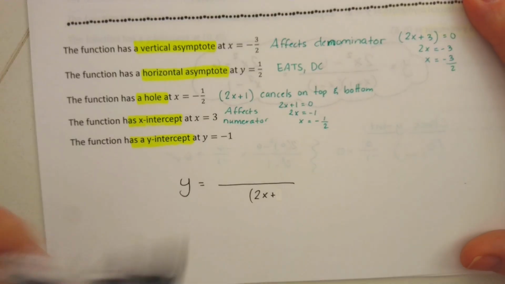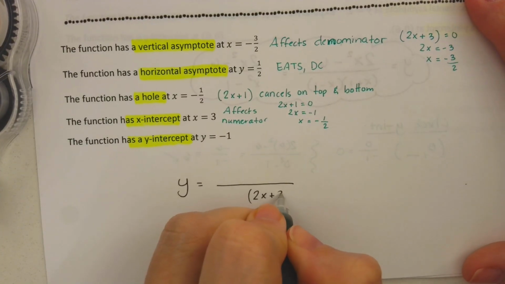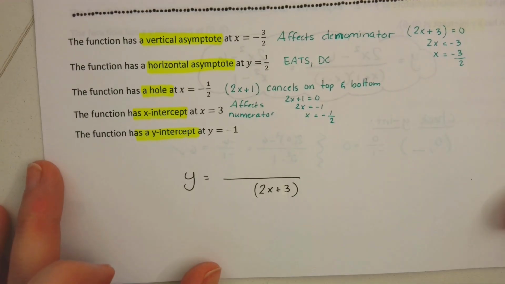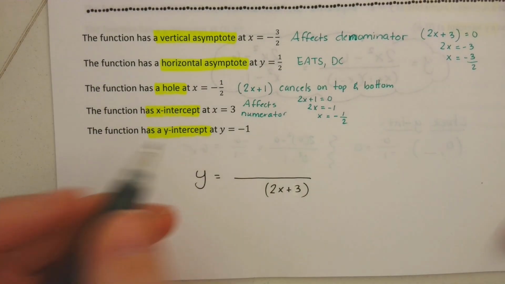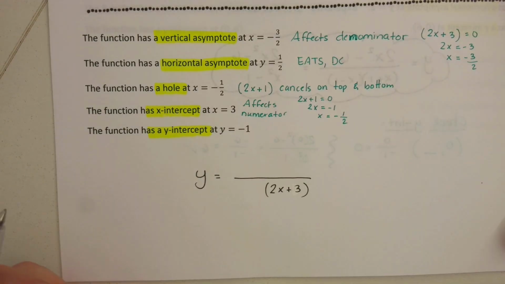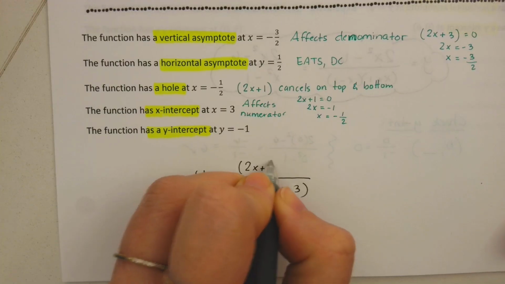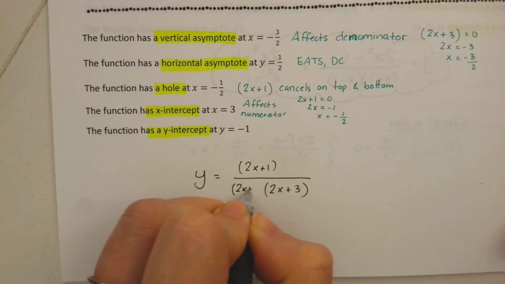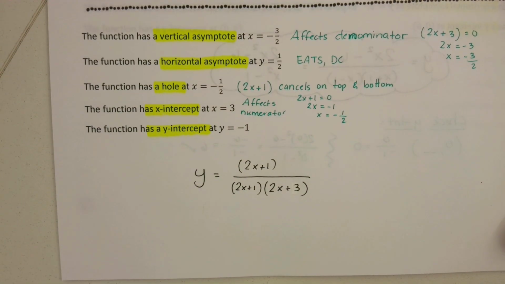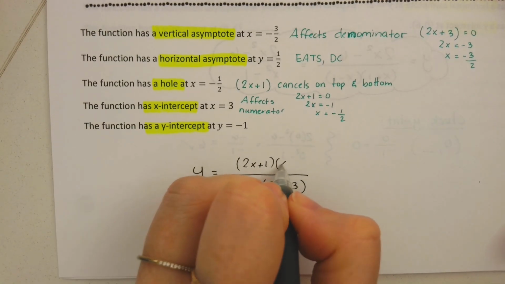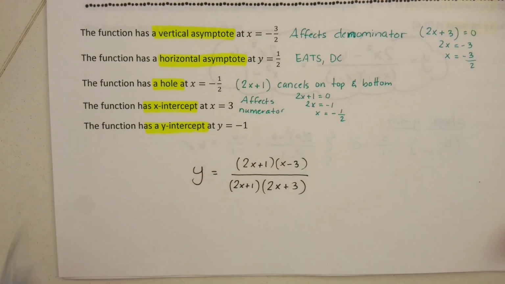Oops, I wrote a 1. It should be a 3. 2x plus 3. What factor, ugh, my bad. What factor canceled from the top and bottom? 2x plus 1, we wrote that down earlier. 2x plus 1 needs to be on the top and bottom in order to cancel to give us a hole on the graph. What else can we write in? X minus 3 is going to affect the numerator, give us that x-intercept. X minus 3. Okay.